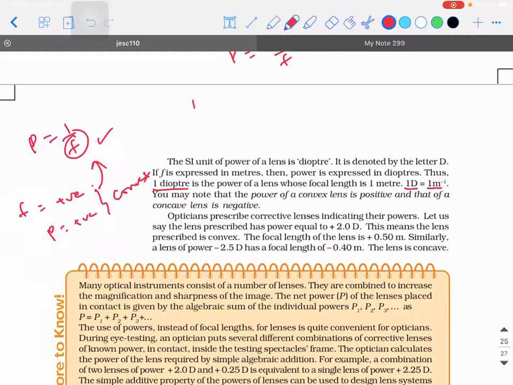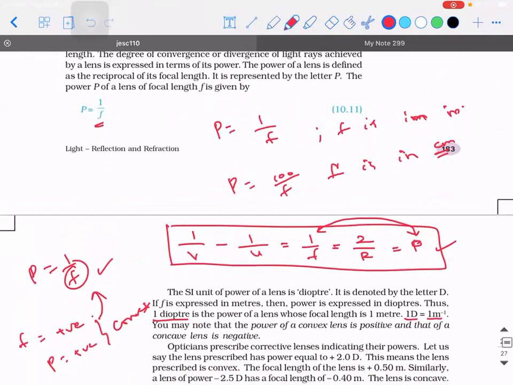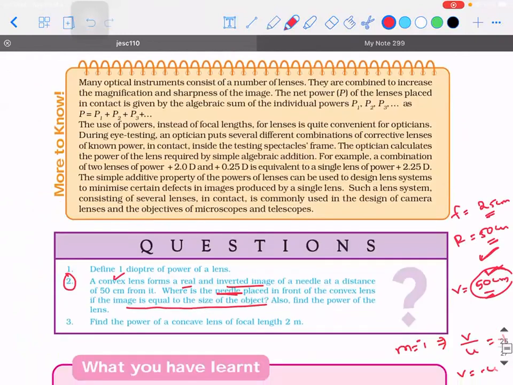One more additional point I would like to add is 1 by V minus 1 by U is equal to 1 by F is equal to 2 by R. This can also be written as power. Why did I write it as P? Because P is equal to 1 by F. This is another perspective, another way of looking at the question. For example, if they give you the image distance and object distance of a lens in a question, and they ask you to find the power, you should not get confused.